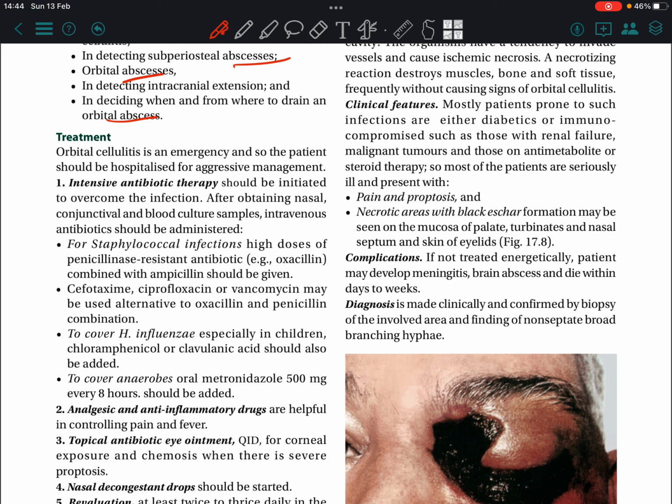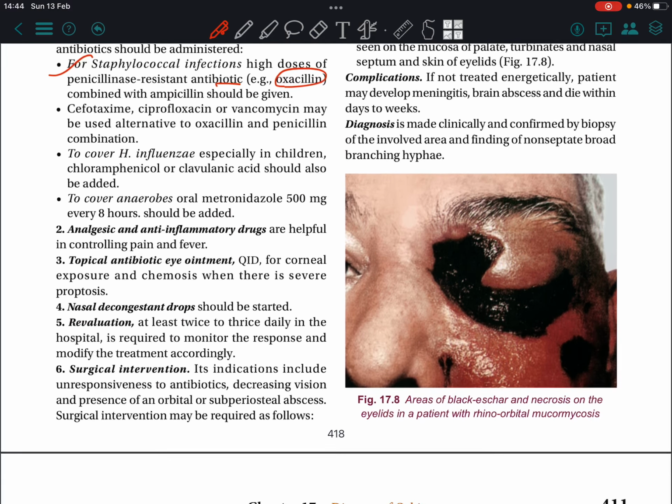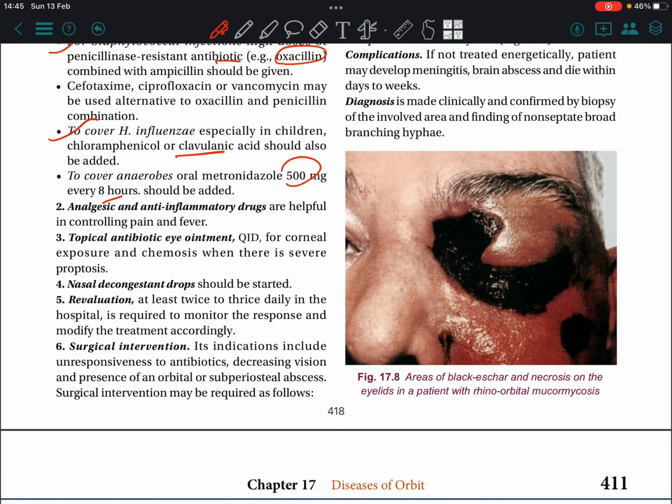Treatment: antibiotic therapy for staphylococcus infection, penicillin resistant antibiotic oxacillin combined with ampicillin, cefotaxime given to cover respiratory influenza, especially in children, chloramphenicol or clavulanic acid given to cover anaerobes, oral metronidazole 500 mg given every 8 hours. Analgesic anti-inflammatory to reduce pain and inflammation, topical antibiotic eye ointment, nasal decongestant drops, re-evaluation at least twice to thrice daily in hospital.